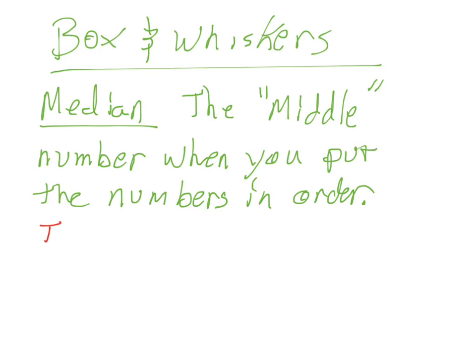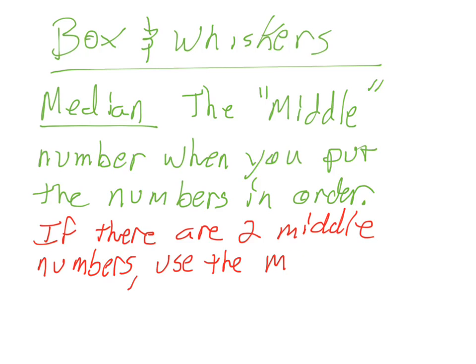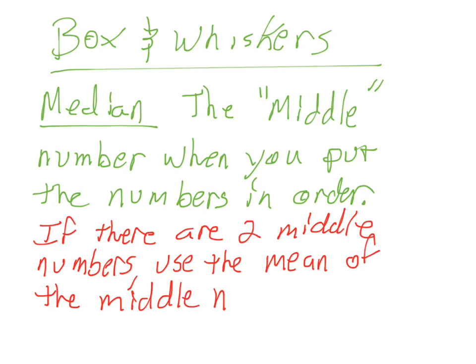Okay, another thing is if there are two middle numbers, then we use the mean of the middle numbers. That means that we find the halfway point between the two middle numbers. Another way is to add the two of the middle numbers together and then divide by 2. Either way, we're finding the mean of the middle numbers. Go ahead and pause the video to make sure you have that written down.